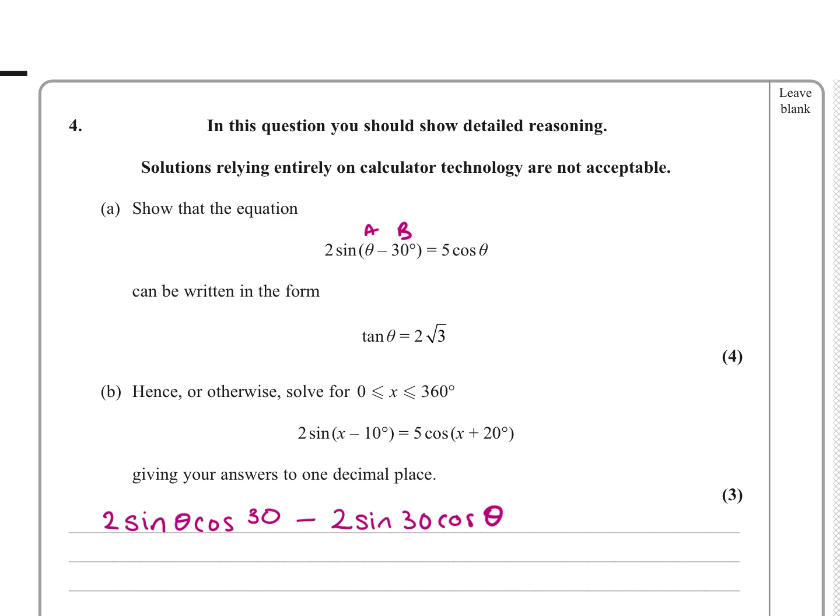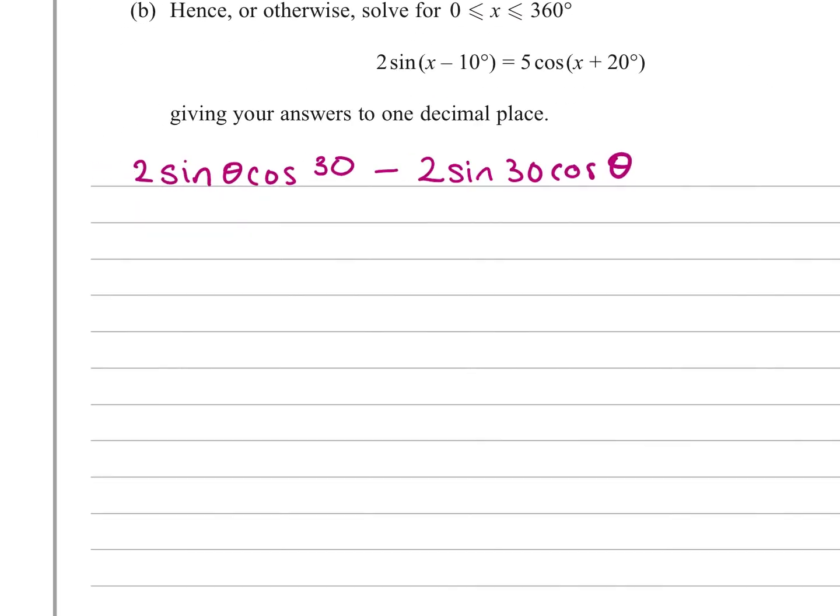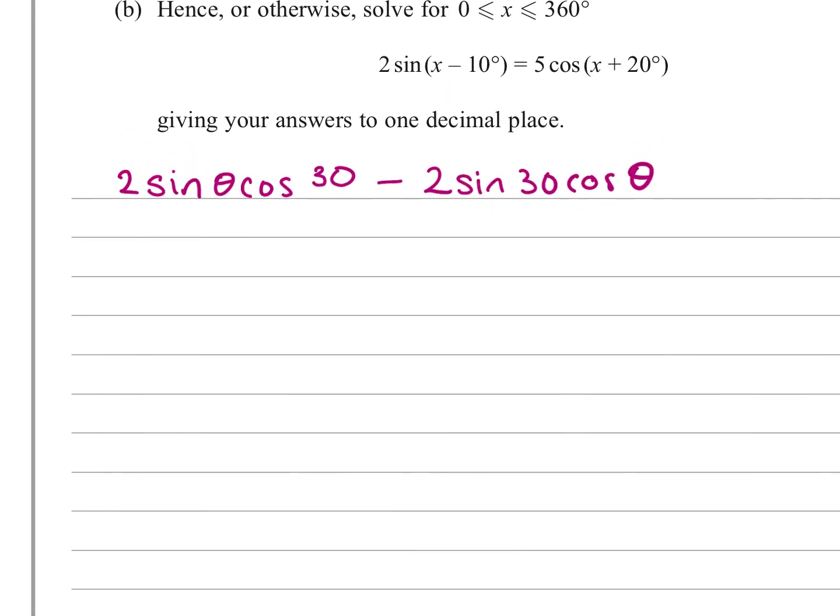Okay, now, a lot of people always get stuck on this part. First of all, if we've been given cos 30, we'll be able to figure this out. So, cos 30 is root 3 over 2. So I'm going to have 2 sine theta root 3 over 2 minus, and then sine 30 is in fact a half. So this is 2 lots of a half cos theta. Okay, and this equals 5 cos theta.